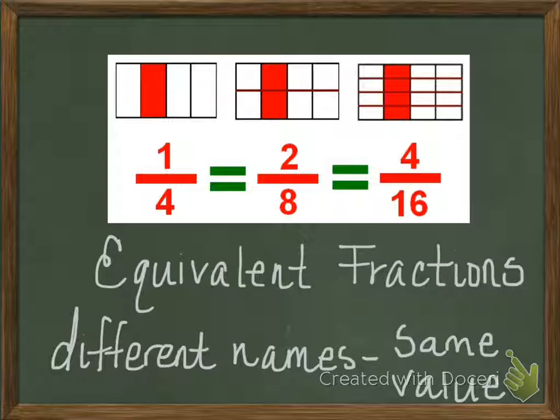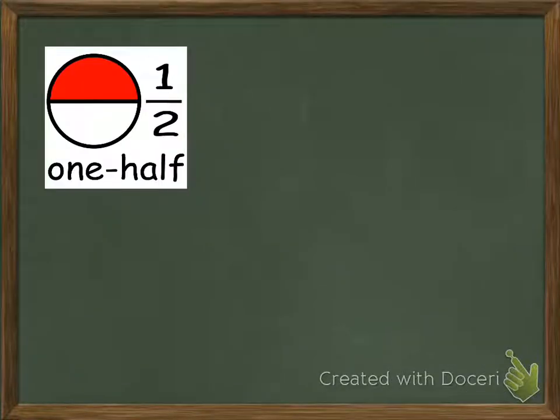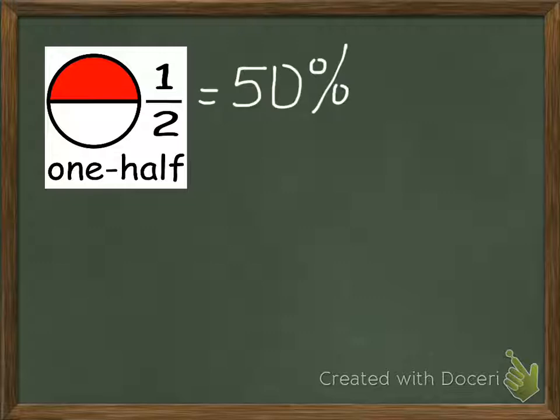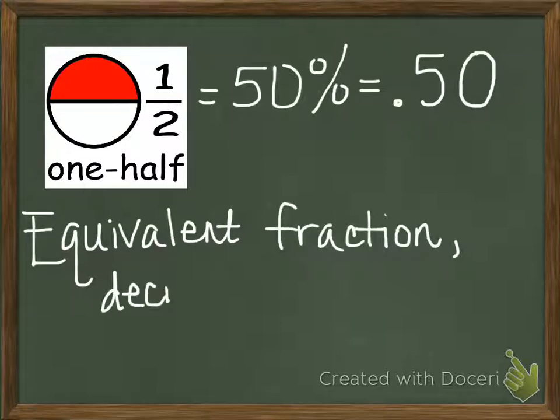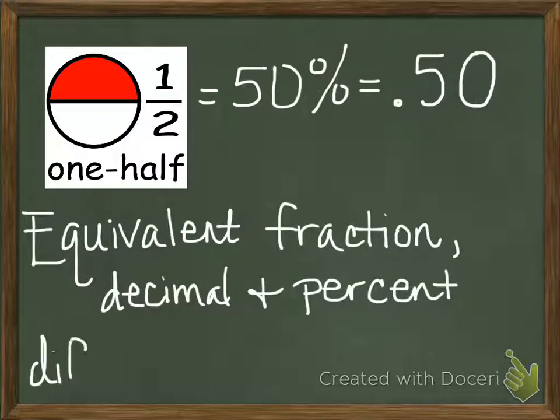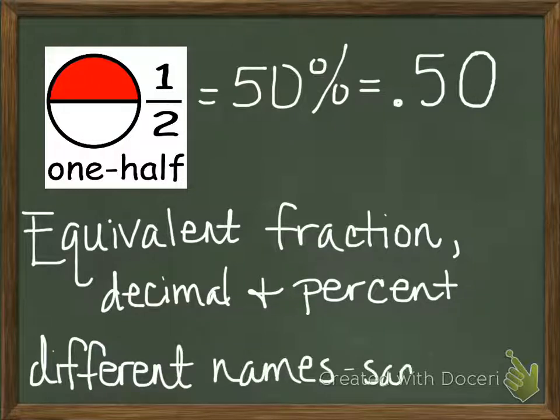Now let's see what this has to do with decimals and percents. We will look at a fraction everyone is familiar with, 1/2. 1/2 is equal to 50%, or 5/10, which could also be called 50/100. This is an equivalent fraction, decimal, and percent. Again, different names for the same value. In this case, the same value is 1/2.